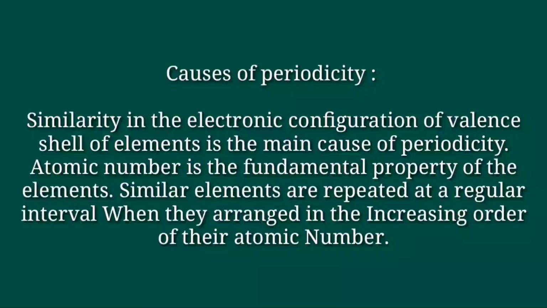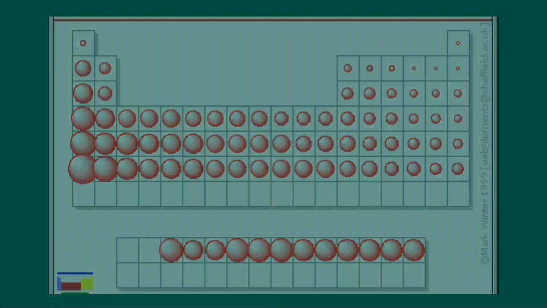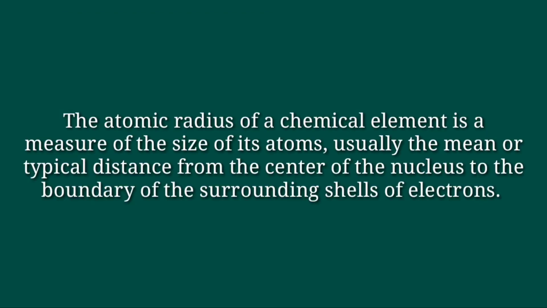Now to begin with the first property, that is the atomic size, and its variation along the group and the period. So let us begin with the definition of the atomic size. The atomic size may be defined as the distance of the nucleus from the outermost shell of an atom.